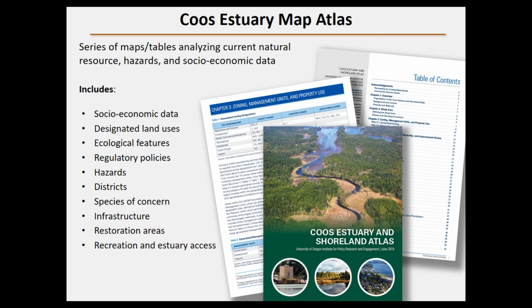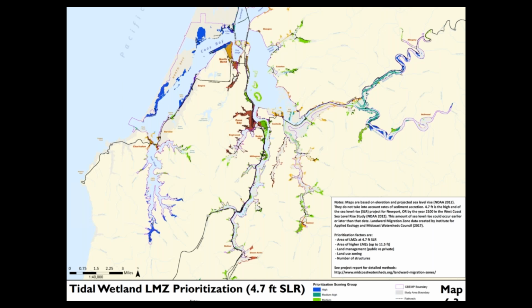The products include large-dimension paper maps, which the jurisdictions can use, as well as a geodatabase that contains all of the spatial data. This is an example of one of those large-scale paper maps that was provided. It shows tidal wetland landward migration zone areas in the Coos Estuary, so basically where marshes have the ability to migrate to in a 4.7-foot sea level rise scenario. So that's just an example.